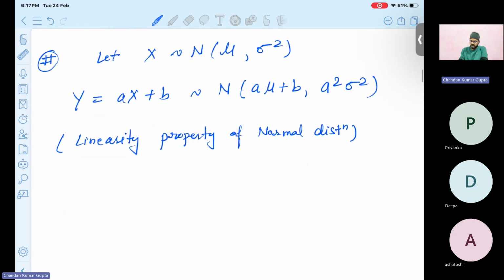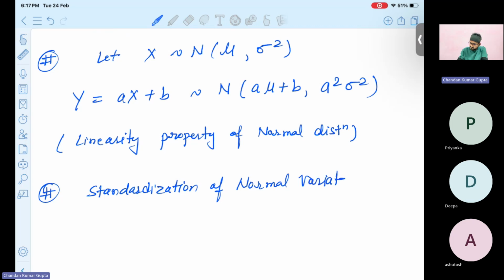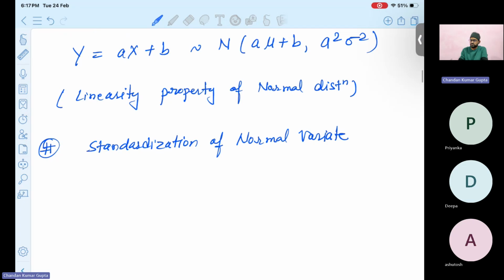Okay, now we have one more property that is also called standardization of the normal distribution. It is usually denoted by Z. So what is this? Suppose X is a random variable which follows normal distribution with mean mu and variance sigma square. Let me write here.